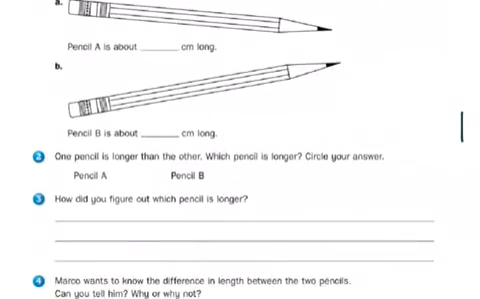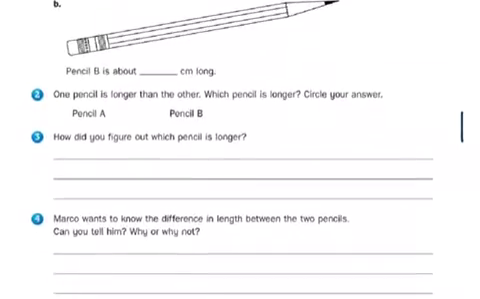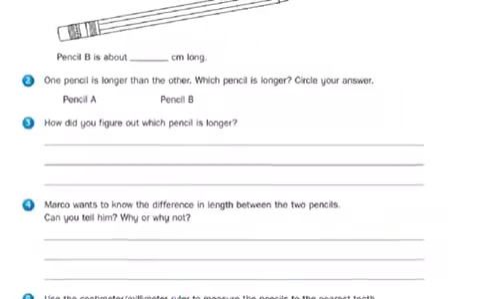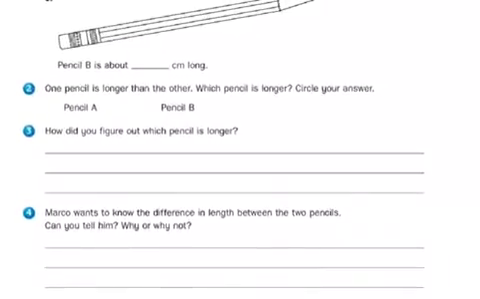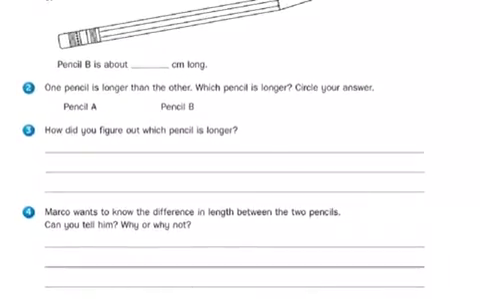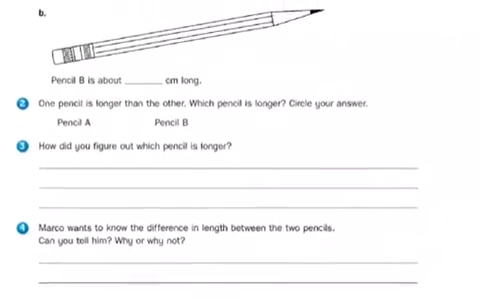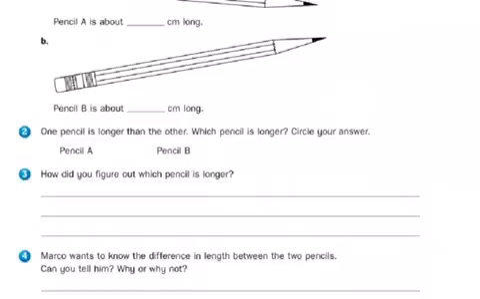And then 2 says one pencil is longer than the other. Which pencil is longer? And then 3, how did you figure out which pencil is longer? Really explain that. I want to make sure that even a kindergartner could understand what you're trying to say when they read 3. And then 4, Marco wants to know the difference in length between the 2 pencils. Can you tell him? Why or why not? Okay, those are the 4 things you're going to be completing.